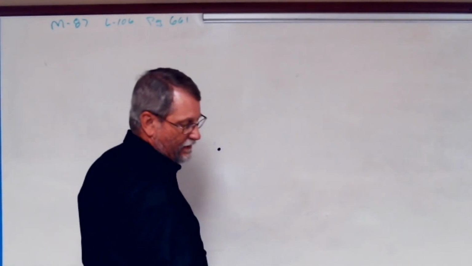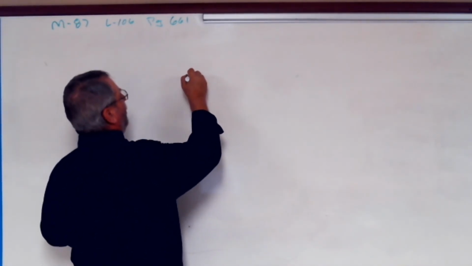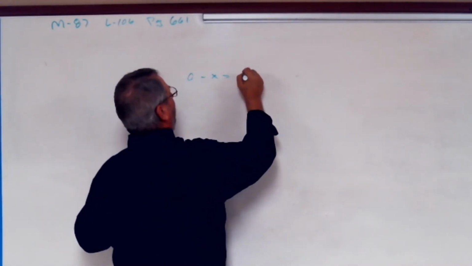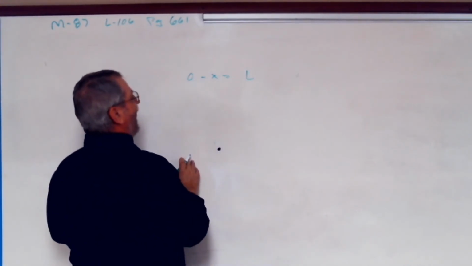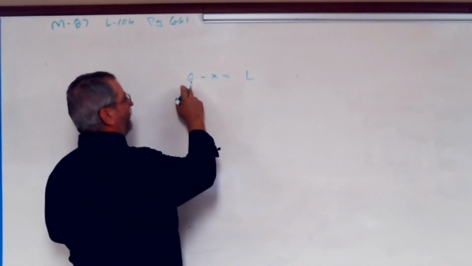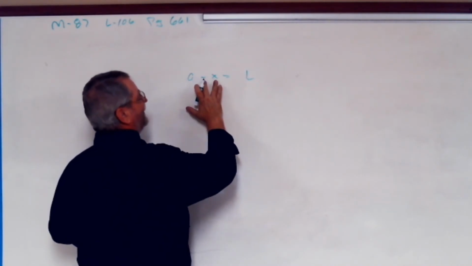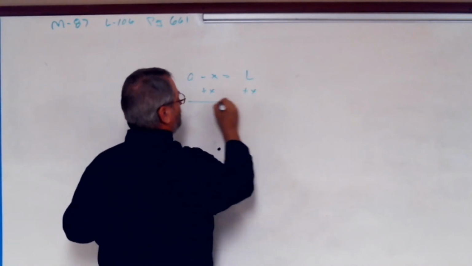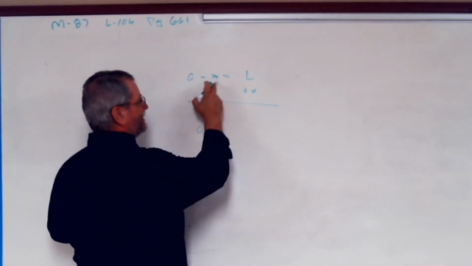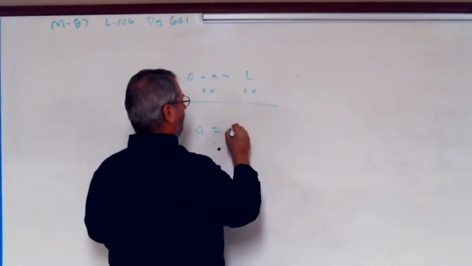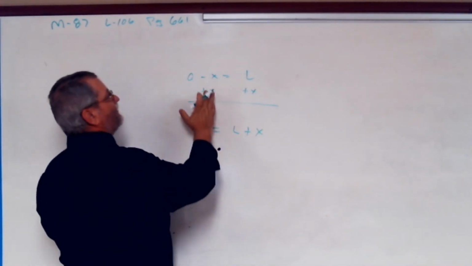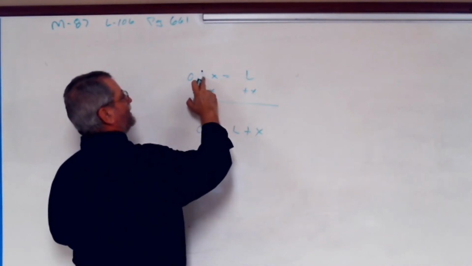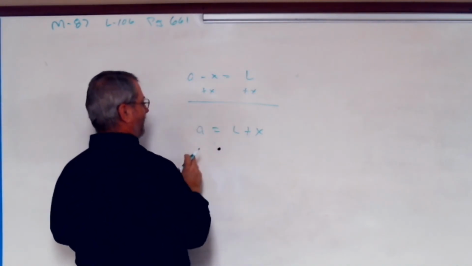Literal equation: A minus X equals L. I want to get A by itself. Solve for A. How do I get rid of A minus X? I add X. So what I have is A equals L plus X. If it shows subtraction here, I'm going to add to the other side. If it shows addition here, I'm going to subtract on the other side.